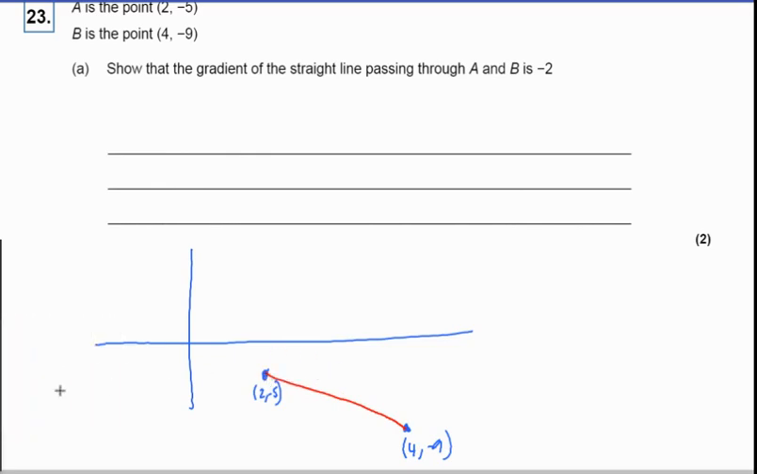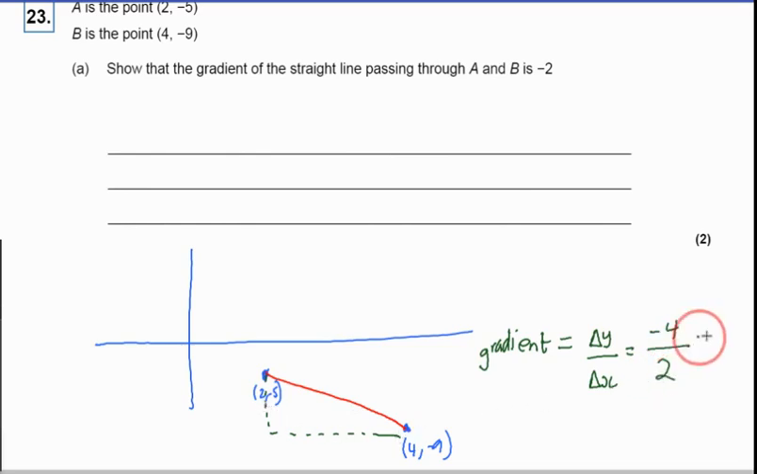Okay, then we have the gradient is equal to the change in y. That triangle is delta, that means change in y divided by the change in x. So if we look at the change in y, well, it's going from minus 5 down to minus 9. So that change in y is minus 4. And then the change in x, well, that's going from 2 to 4. So that's going to be 2. And that equals minus 2.